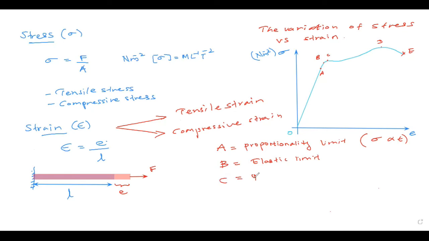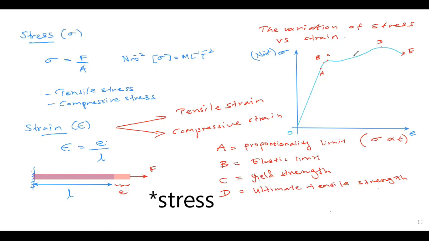Point C is the yield strength. Point D is the ultimate tensile strength, because you can see D is the maximum value of stress. And point E is fracture, where the material breaks down.